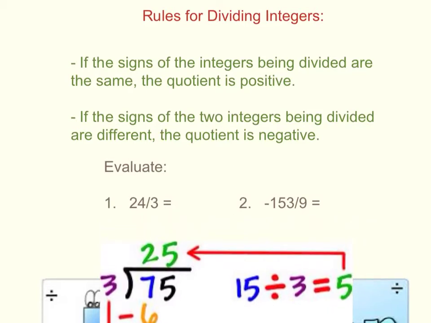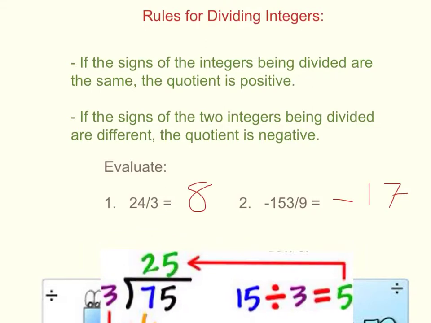Evaluate 24 divided by 3. Both numbers are positive, so they have the same sign. 24 divided by 3 is positive 8. The second example is negative 153 divided by 9. Since the signs are different, one is negative and the other one is positive, we know that our answer will be negative. 9 goes into 15 once with 6 left over. 9 goes into 63 7 times. Therefore, negative 153 divided by 9 is negative 17.